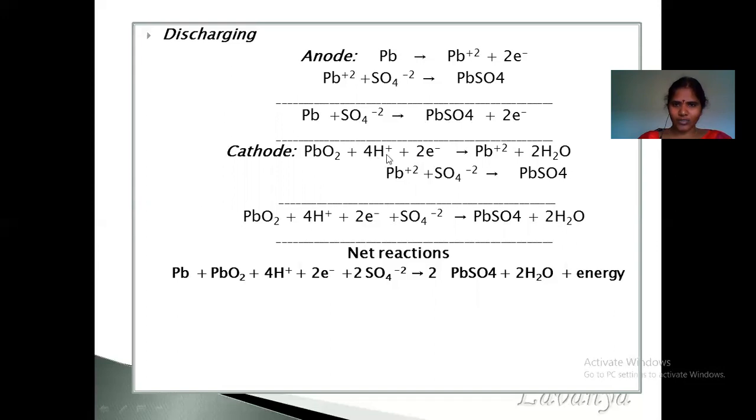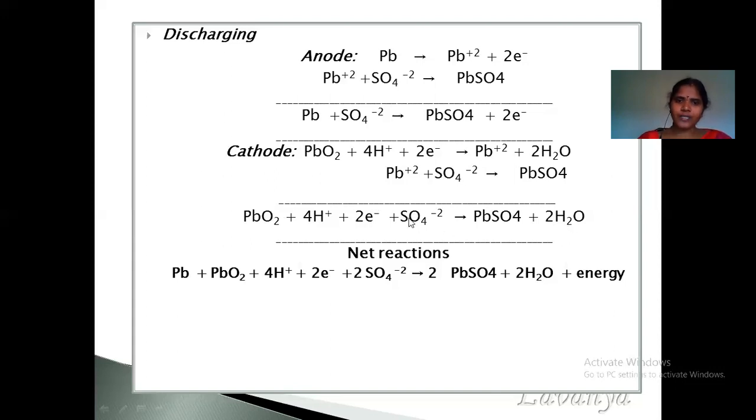As I told, these two electrons move towards the cathode, and at the cathode lead oxide and the H+ ions accept the electrons and produce Pb2+ plus 2H2O. This Pb2+ is again released into the electrolytic solution, reacts with the sulfate anion, and we get lead sulfate. And if you write the overall net reaction at the cathode, it is lead oxide plus 4H+ ions plus 2 electrons plus sulfate ion, and we get 1 mole of PbSO4 and 2 moles of water.